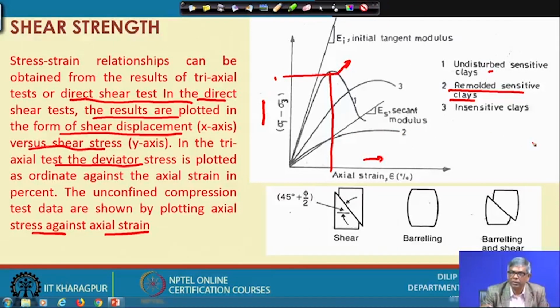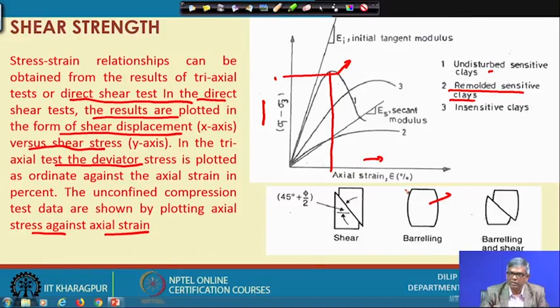It may not show any prominent failure, so how do we decide whether the test is completed or not? When this behavior occurs, the sample takes a shape like this, called barreling: it shortens and expands laterally. How much strain do we allow? Generally, to terminate the test, we use 15 to 20% strain. If it exceeds 15 to 20% strain, we terminate the test and consider that as the failure.